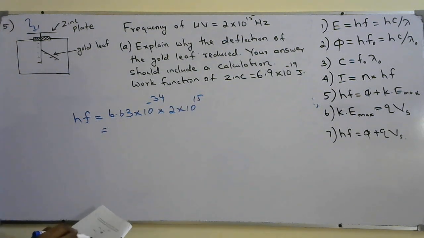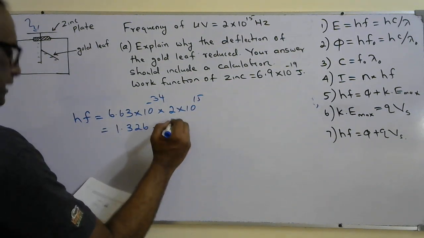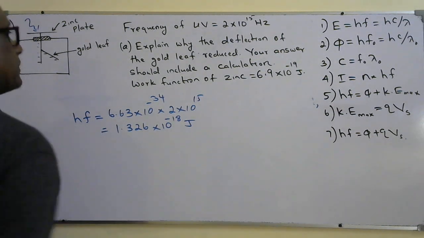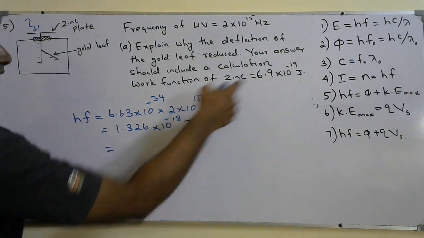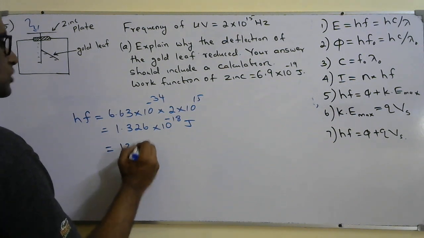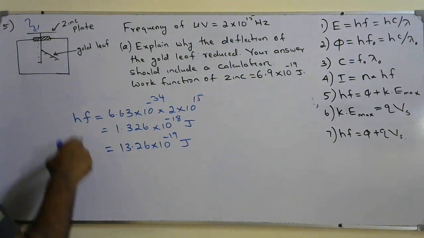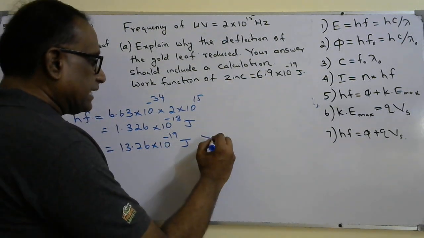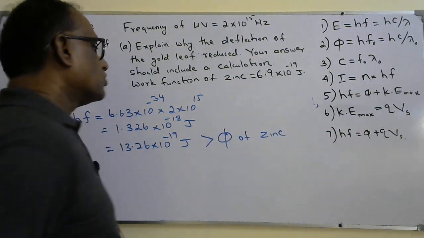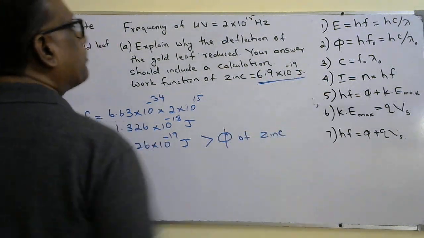So you solve it, you will get 1.326 × 10^-18 joules. If you want to put this in 10^-19, you can write 13.26 × 10^-19 joules, which is the energy of the UV photon. That is greater than the work function of zinc. So the energy of the photon is greater than the work function of the zinc, because that is 6.9 × 10^-19 joules.